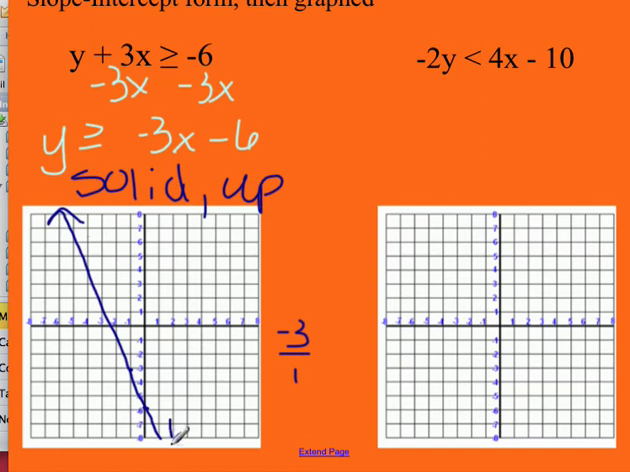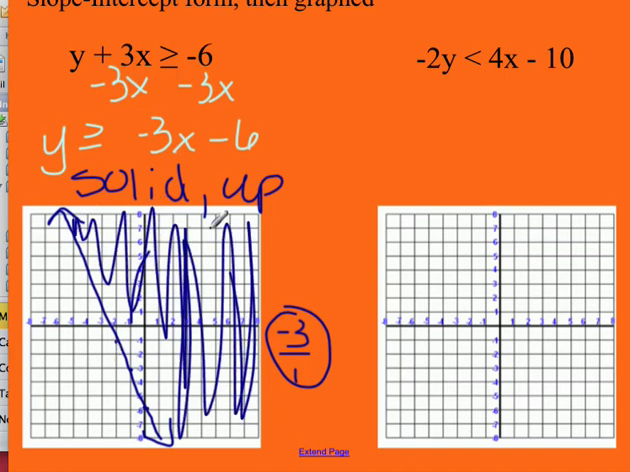So if you notice, see how my line is still going down? Even though I went up, because I went left, I still have that downward sloping line. So now I need to shade up. So I'm going to pick a spot on that line and go up, and I'm going to shade above it. So it looks like that.